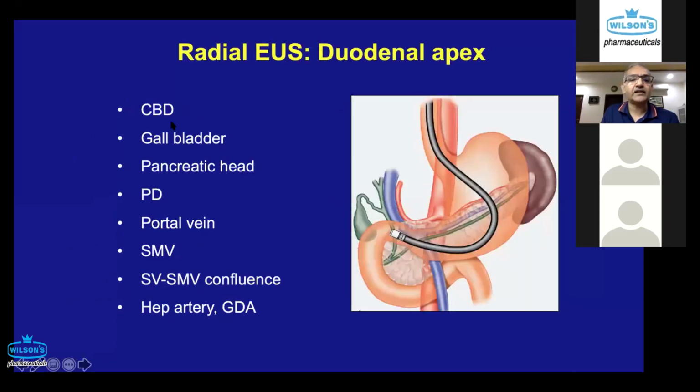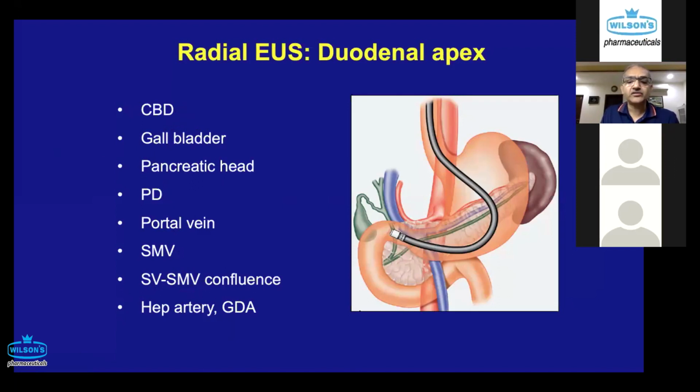You will get the bile duct, and sometimes you can see the bile duct in entire length from top to bottom. You see the gallbladder in very close quarters, often from the D1, but sometimes also from the gastric antrum, because gallbladder is a very flexible organ which can float around in different parts. Pancreatic head is nicely seen, PD, portal vein, superior mesenteric vein, the confluence of splenic vein and the SMV forming the portal vein, and hepatic artery and GDA. So a lot of vital structures are seen from the first part itself.